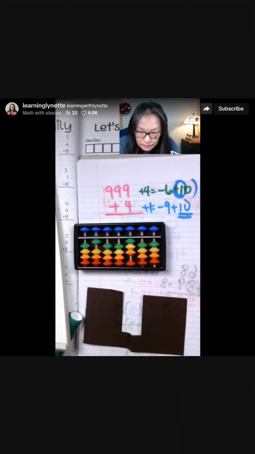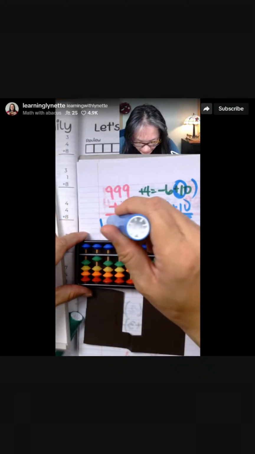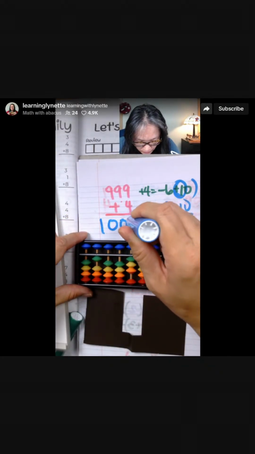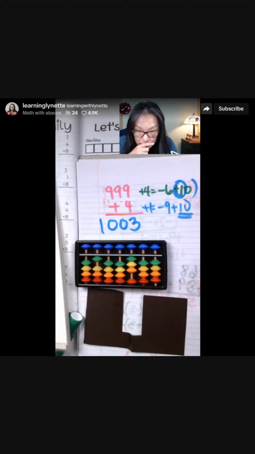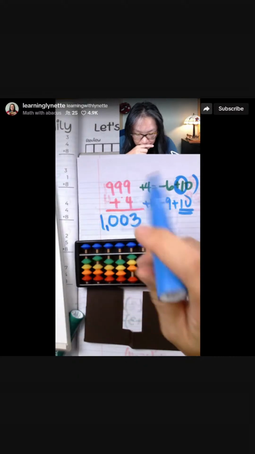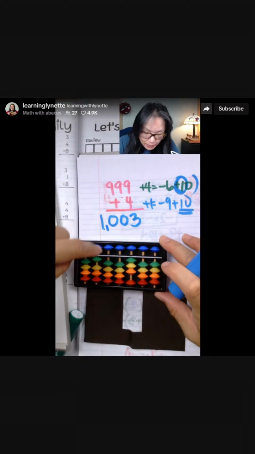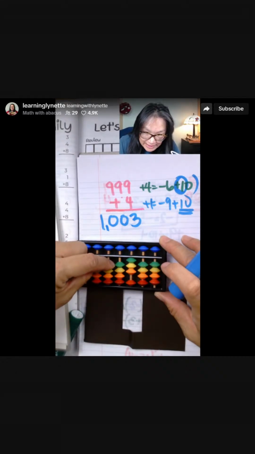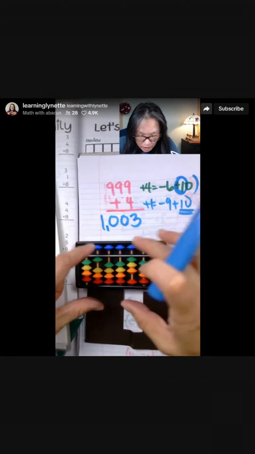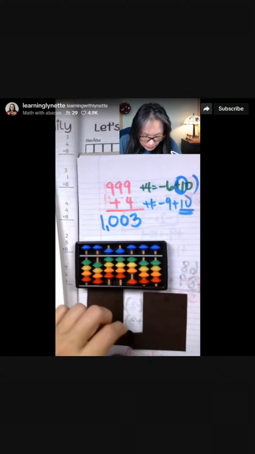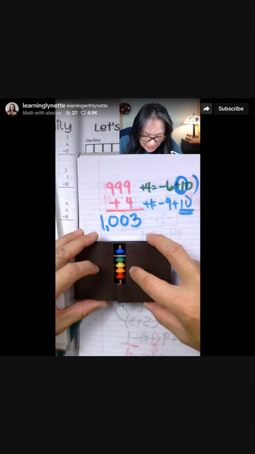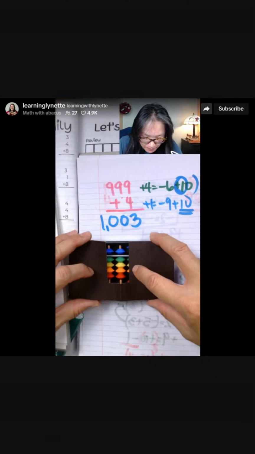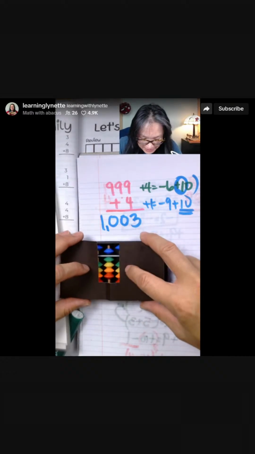Oh, what's my final answer? 1003. No, it cannot be 103, because we did it again. We did this twice. So when we did it, we minus the 9 plus the 10. Minus the 9 plus the 10. Remember, it's 1, 0.